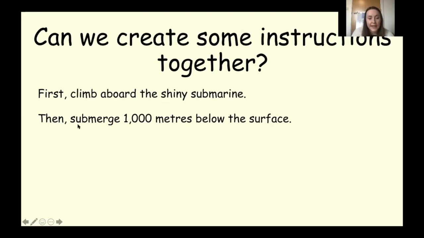Submerge, with our imperative verb. Submerge 1,000 meters below the surface. Because we're in a submarine, so I think we need to go down next, don't we? What else could we create?